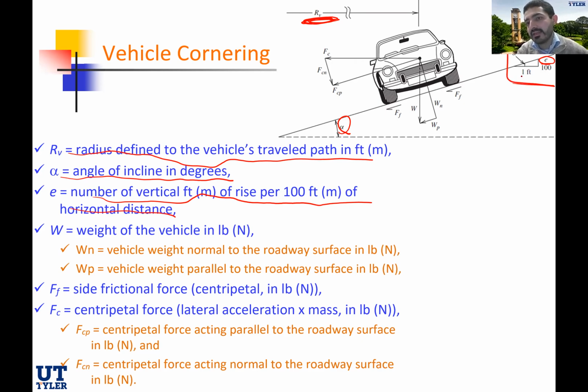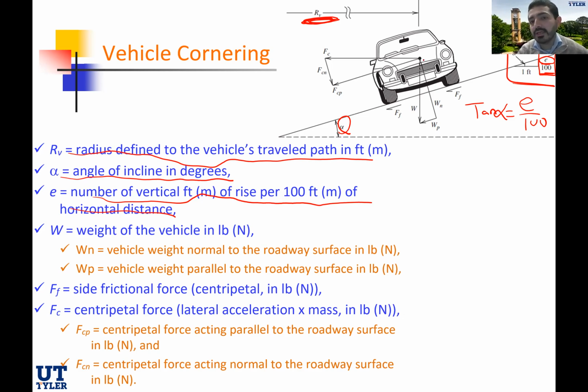Alpha is the angle, and then E over 100. We can correlate this to the tangent of alpha. We're going to discuss it later, but let me write it down here: tangent alpha is going to be equal to E over 100. So the E, in simple terms, is the distance in the vertical direction once we ride 100 feet of horizontal distance.